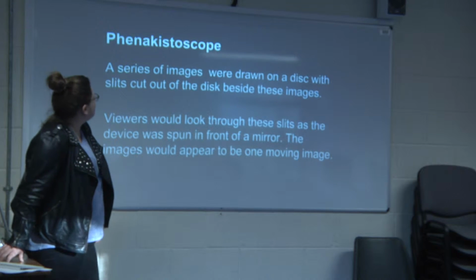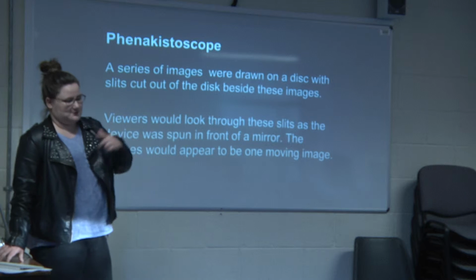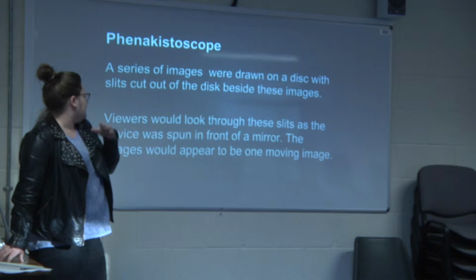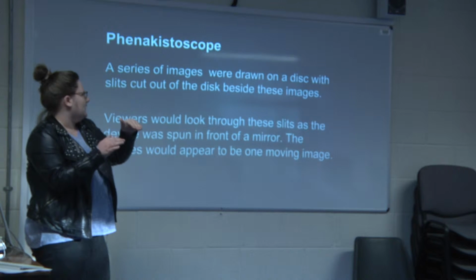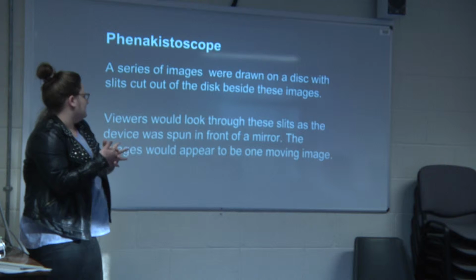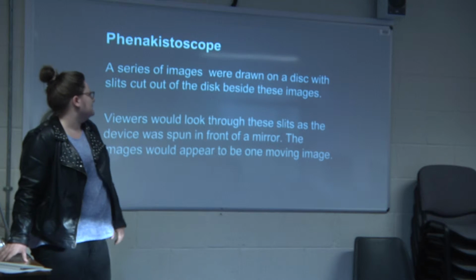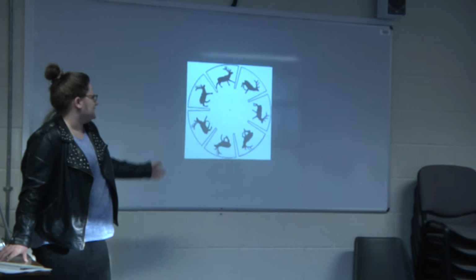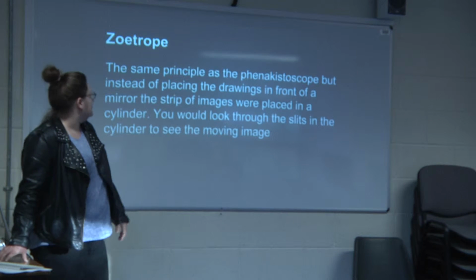The phenakistoscope: so it's another disc. A series of images were drawn around the disc, at different radii. Then slits were cut into the disc just above where the pictures were drawn, and the viewer would look through one of these at a mirror, and it was spun, and it would make it look like it was moving. So that's quite a simple one, but as you saw in O'Shea's, there's one of people dancing.